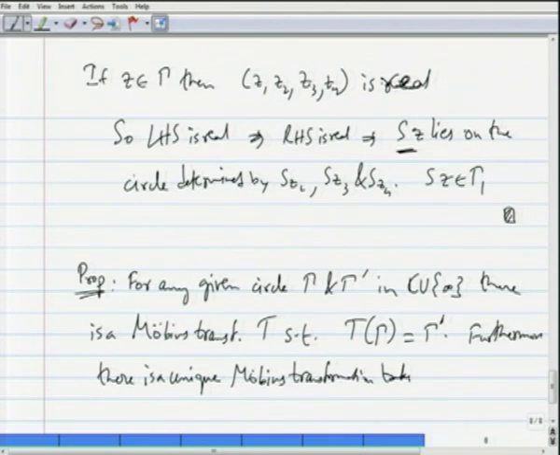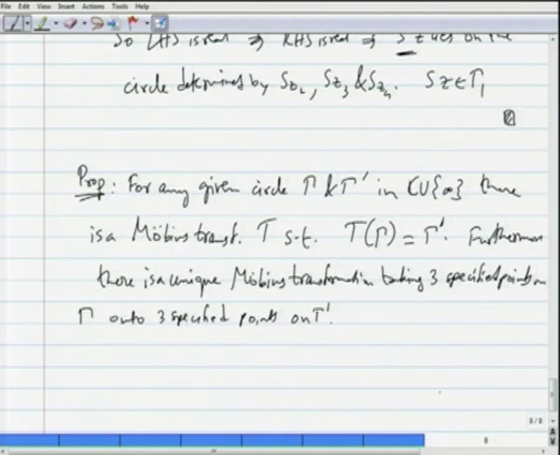Taking three specified points onto, on gamma, onto three specified points. These points have to be distinct points on gamma prime. The proof just follows from what we have done already. The proof is an exercise for the viewer. It just follows from what we have done.